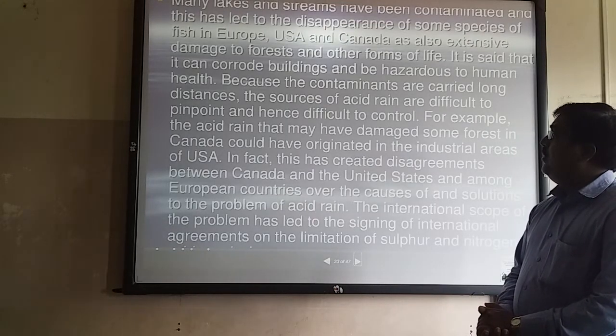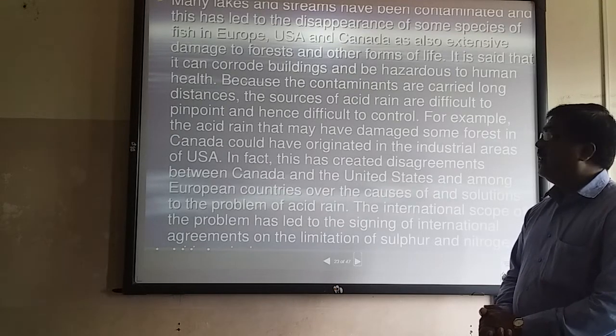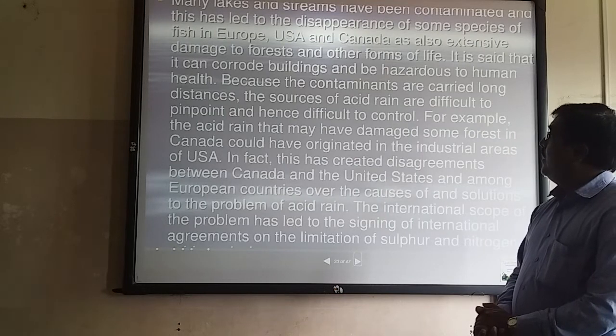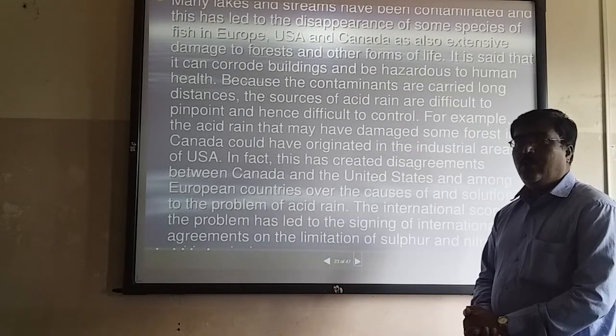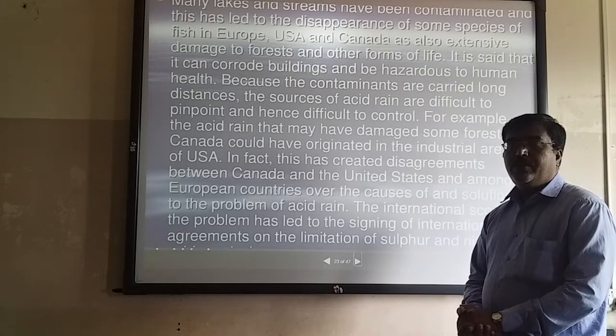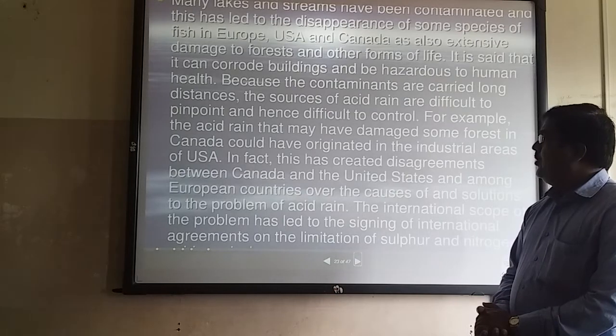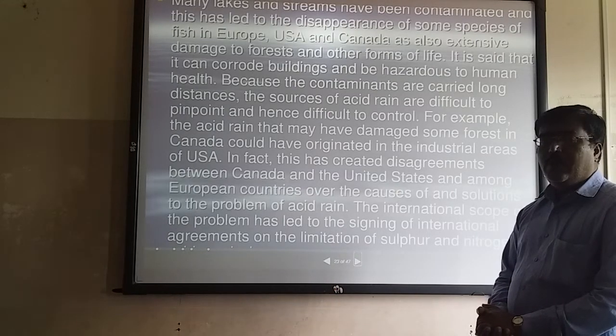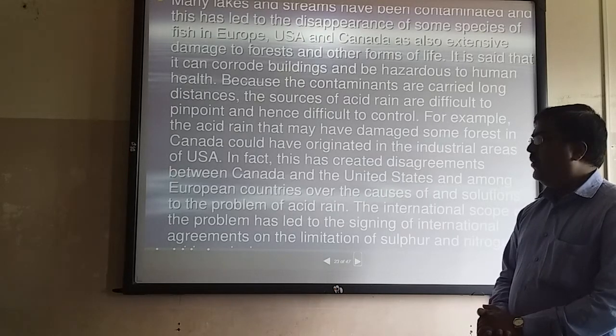Acid rain can also corrode buildings and is hazardous. Whatever construction of buildings there is can be hazardous to health. Because the contaminants are carried over long distances, the sources of acid rain are difficult to pinpoint and difficult to control. Where acid rain will fall cannot be known. Industrial areas can be highly polluted, but it cannot be exact where the rain will fall. It can cause forest areas to be eroded, water pollution, and the natural vegetation will be completely eroded.